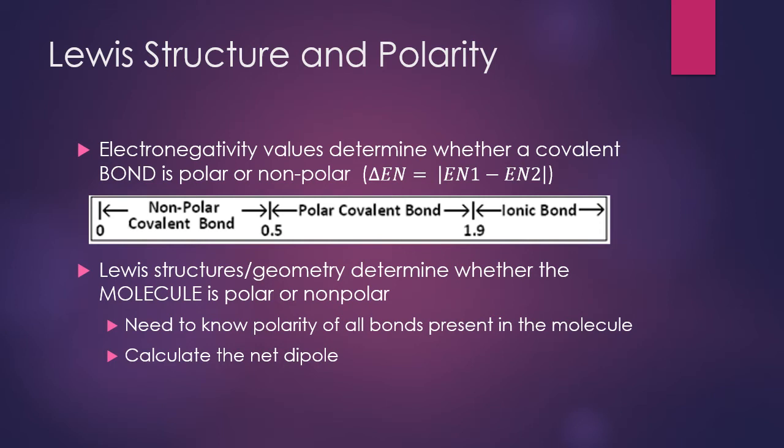Well, now what we're going to do with the structures, the geometry, is use it to determine whether the entire molecule is polar or nonpolar. Because you can actually have polar bonds on a molecule, where individual bonds are polar, yet the molecule itself is nonpolar. So the geometry is going to help us figure that out.